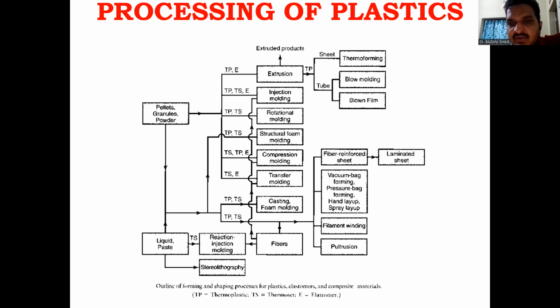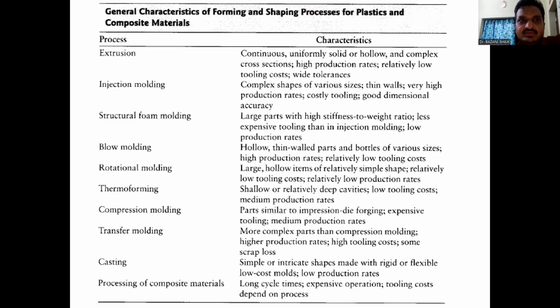And coming to fibers: fiber reinforced sheet or laminated sheet, vacuum bag forming, pressure bag forming, and layer by layer. These are all manufacturing processes used to process different materials like plastic, and pulverization also takes place. These are the different processes: extrusion, injection molding, structural foam molding, blow molding, rotational molding, thermoforming, compression molding, transfer molding. Generally, casting; these all have different characteristics.